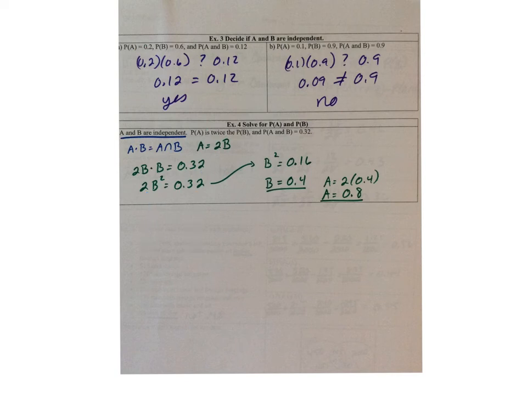Divide both sides by 2, and I get B squared equals 0.16. Take the square root of both sides, and B equals 0.4. A is twice B, so if I multiply 2 times 0.4, I find out that A is 0.8. So I know the probability of B, and I know the probability of A, and that's it for page 2.